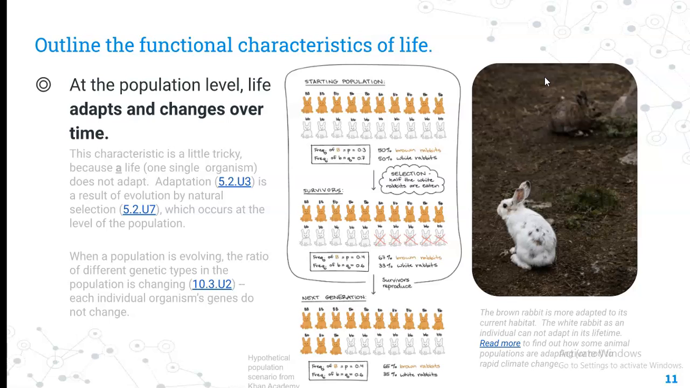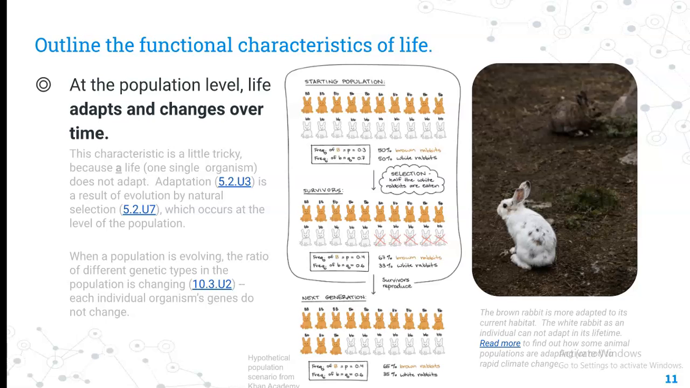Finally, our 8th characteristic of life is that at the population level, life can adapt and change over time. This characteristic is tricky because a life, one living thing, cannot do this characteristic. But life as a whole, life as a species or as a population can. This occurs as a result of evolution by natural selection, and it has to happen at the level of the population. One creature by itself can't evolve, but a population can evolve and adapt to its environment.